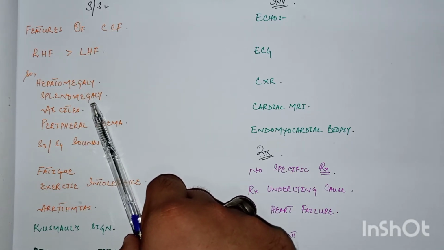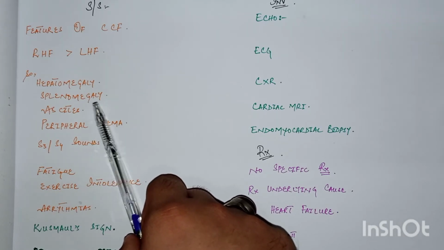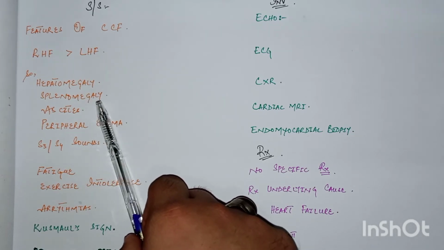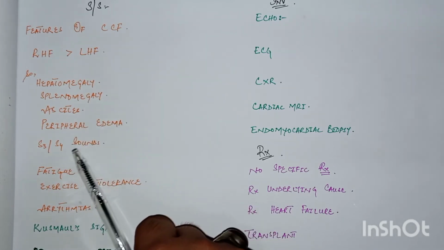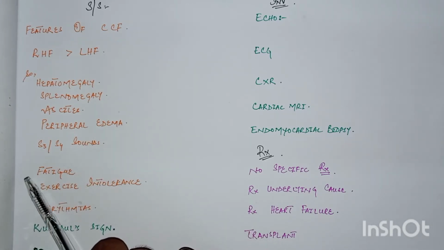Because the ventricles are stiff and there is diastolic dysfunction, there is no proper filling of the ventricles. Because of no proper filling, there is decreased cardiac output. Due to decreased cardiac output, the patient may have fatigue and exercise intolerance. And since the atria are contracting against the stiff and firm ventricles, arrhythmias may develop in these patients, like atrial fibrillation and ventricular arrhythmias. Also, an important point is Kussmaul's sign.